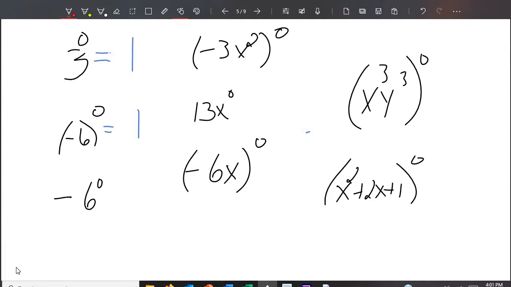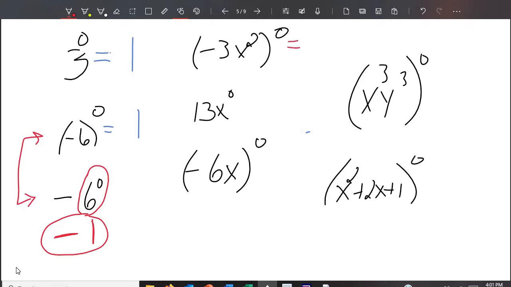The 0 is only attached to the 6. This negative sign stays with whatever the answer is. Now 6 to the 0 is 1, and the negative comes down, so in this case it would be negative 1. Notice the difference between this one and up here. They both have negatives and 6s, but one of them has parentheses and the other one doesn't. So if you don't have a parentheses, your answer is going to stay negative.